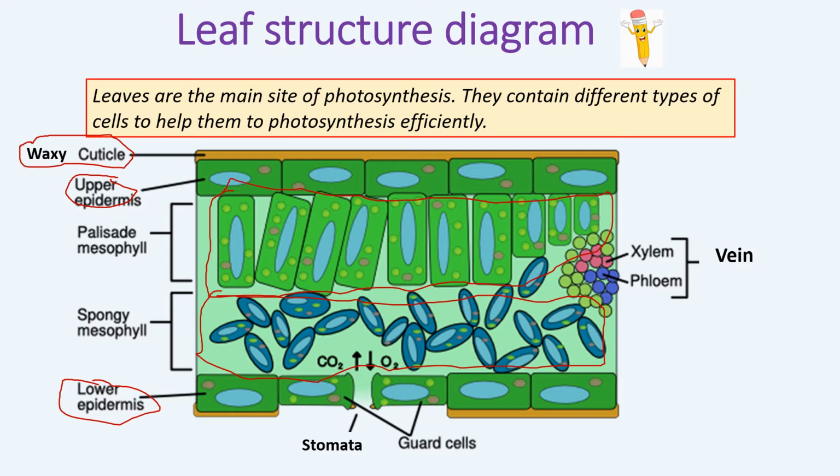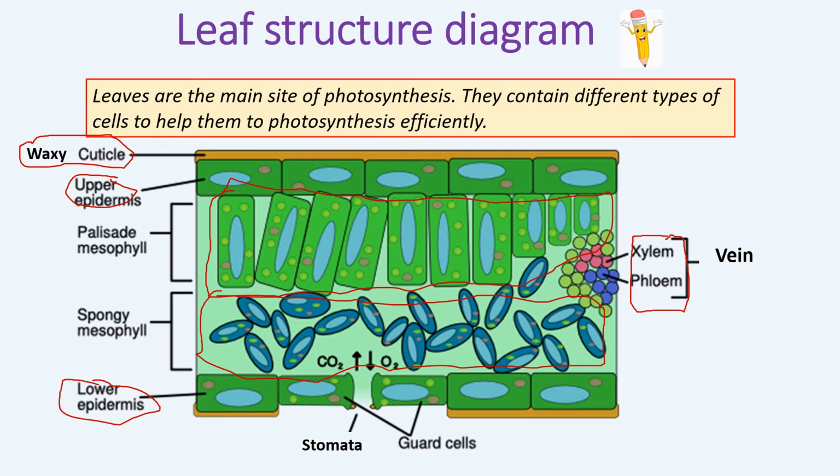Then we have the leaf vein, which can also be referred to as the vascular bundle, which is made up of the xylem and phloem. The xylem carries water and the phloem carries sugar. So they're your transport vessels for sugar and water.